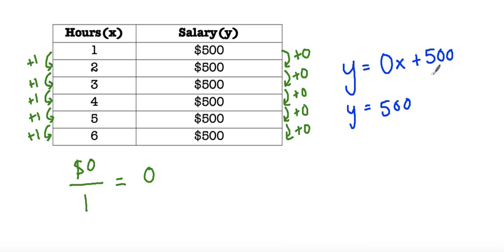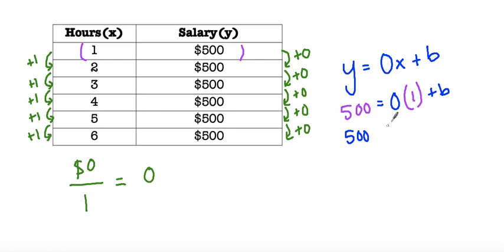And if we weren't quite sure what the y-intercept was, we could always have gone back. So if we didn't know, we could have substituted our x and our y value. So I could use 1 and 500. So I would have 500 equals 0 times 1, because I'm using my first coordinate, plus b. So 500 is equal to 0 plus b, so it's just equal to b.